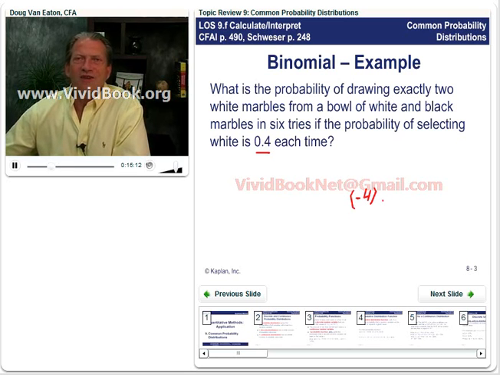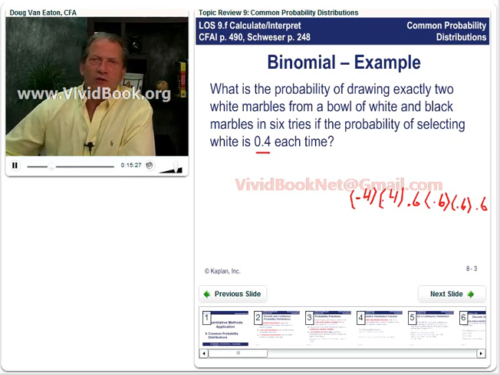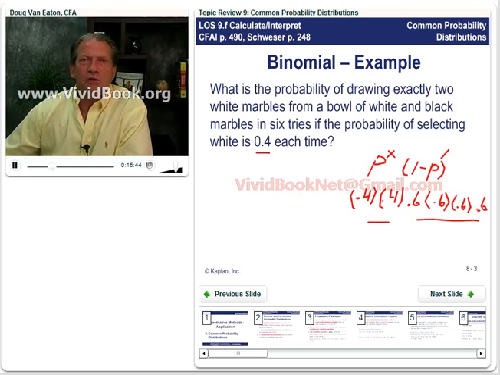Well, if we're going to draw 6 times, then we've got 0.6, 0.6, 0.6, and if I've got room here, I'll put in another 0.6. So there's our 4 failures and 2 successes. So that's our probability. This is our probability of success to the number of successes times probability of failure to the n minus x number of failures. And then the only thing we need left is to say, well, what's that number?